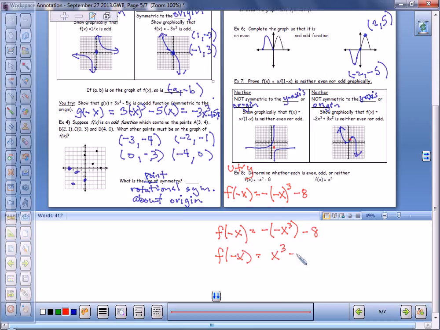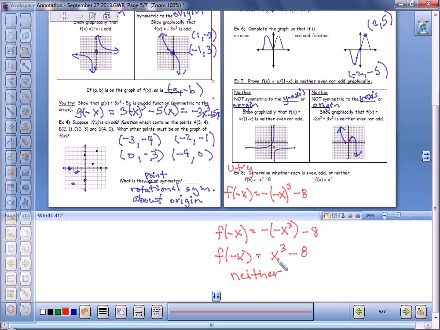Is it even, odd, or neither? Neither. I was right. If they both change, it's odd. If it stays the same, it's even. If only one of them changes, it's neither.